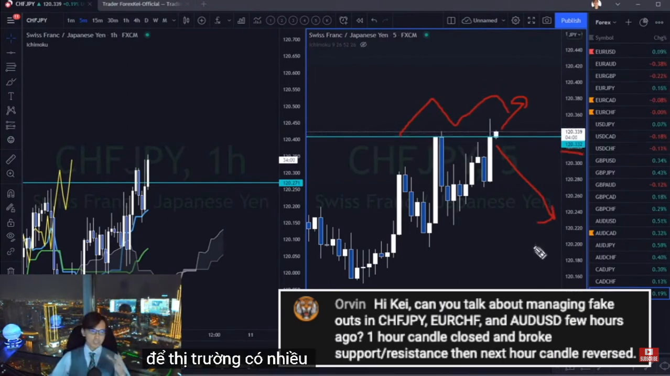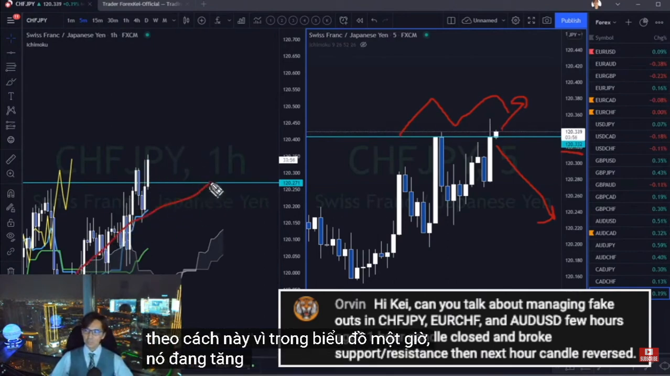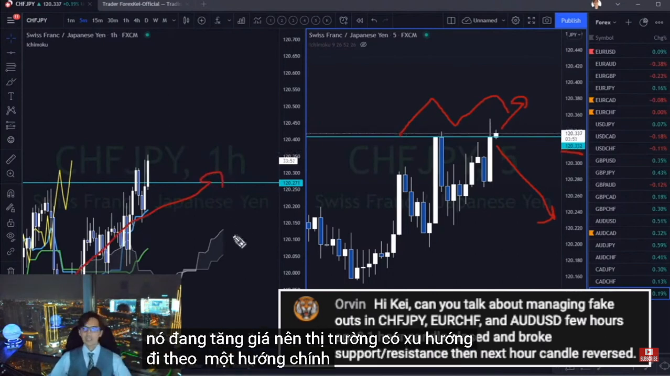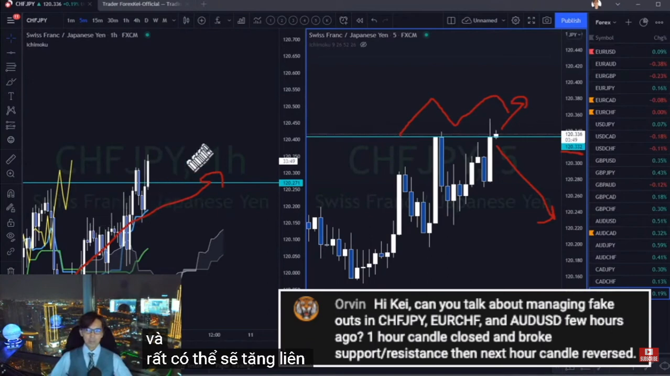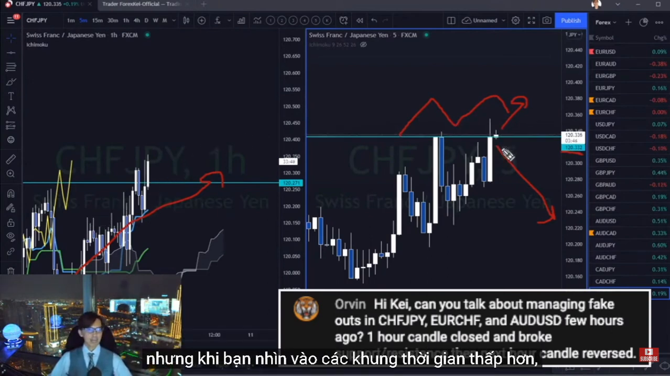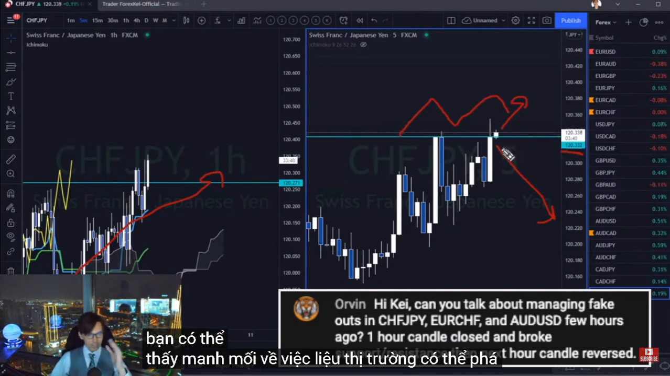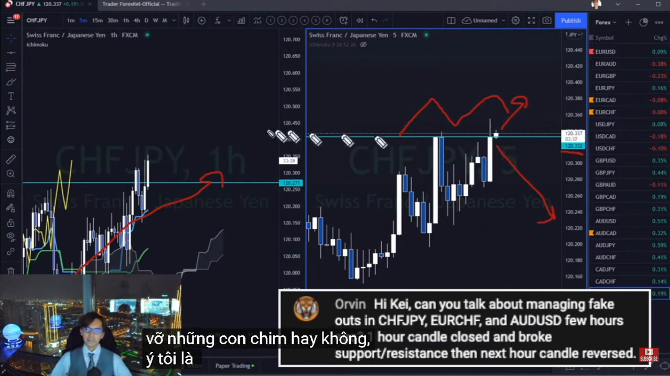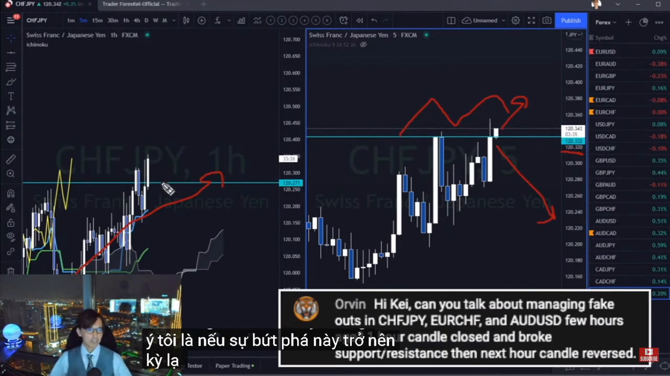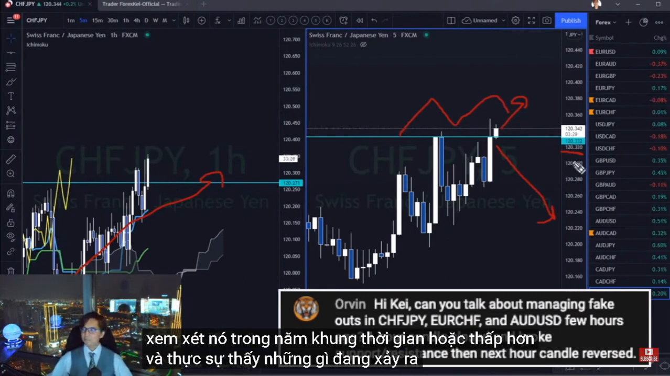So the market most likely goes up in this way because in the 1 hour chart, it is bullish. The market tends to follow a major direction and most likely goes up continuously. But when you look at the lower time frames, you can see the clue of whether the market can break upwards or not. I mean, if this breakout becomes fake or not, you can look at it in the 5 or lower time frames and really see what's happening.